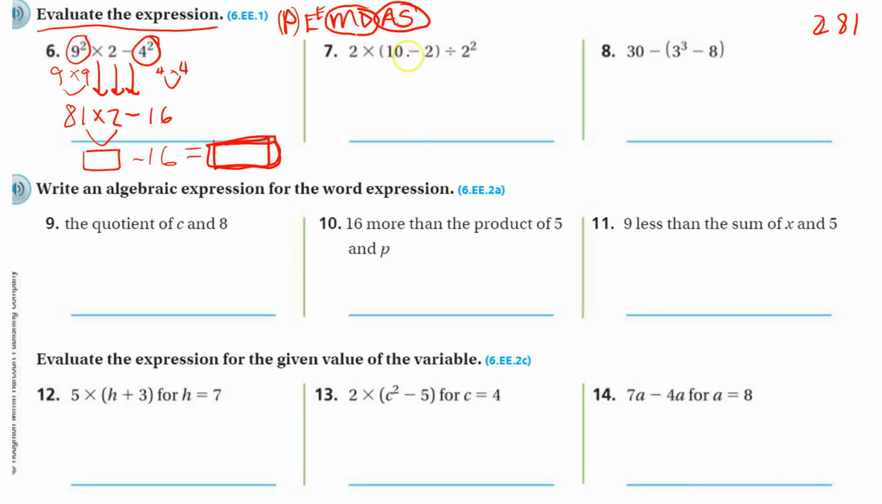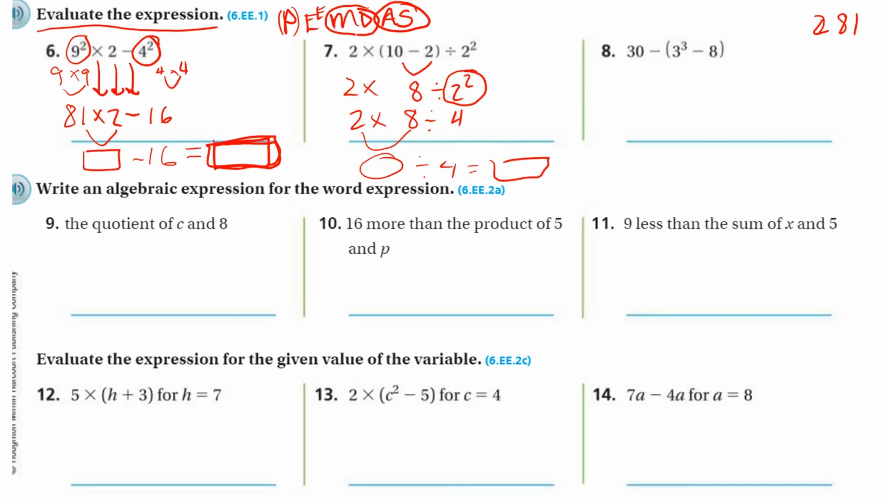Okay. Number 7. Order of operation says I have to do my parentheses first. So 10 minus 2 is 8. Everything else stays. Order of operation says I have to do my exponents next. So 2 times 2 is 4. Everything else stays. Order of operations says multiplication and division are tied, so now I just start here and I work my way left. So 2 times 8, get that answer, and then divide that by 4 to get your final answer.